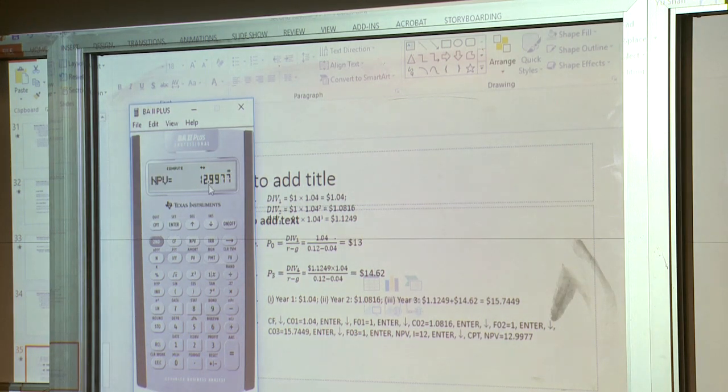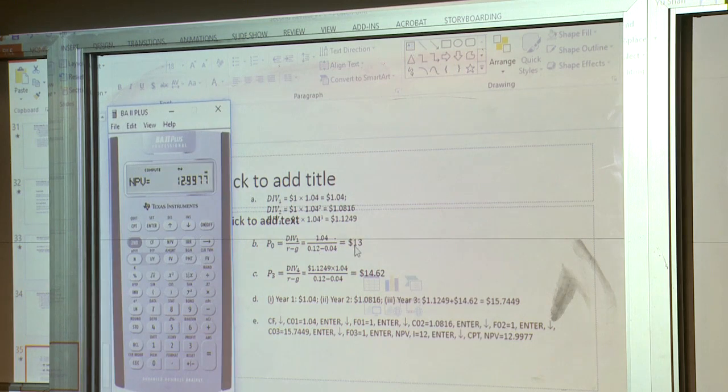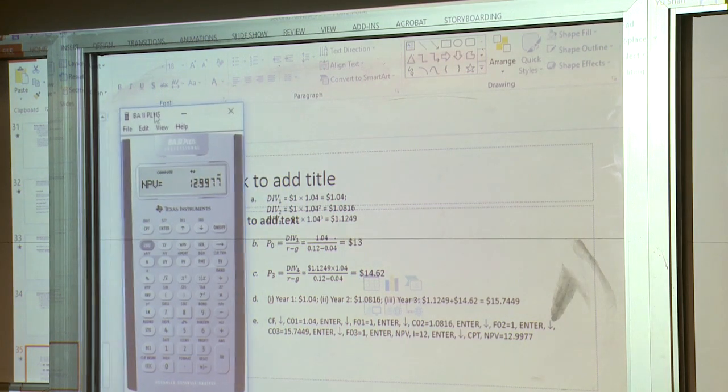It is 12.9977. What I said in question B is this is like a 12.99 something. Actually, these are the same number. It's exactly the same.